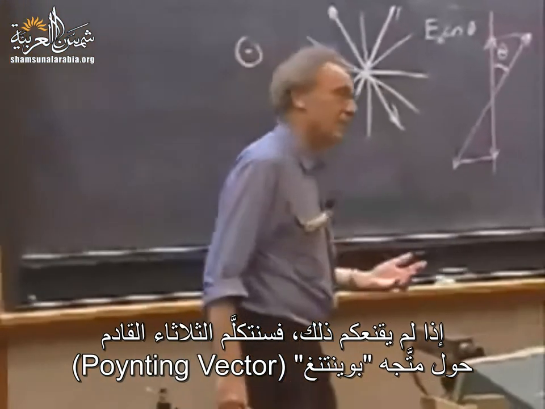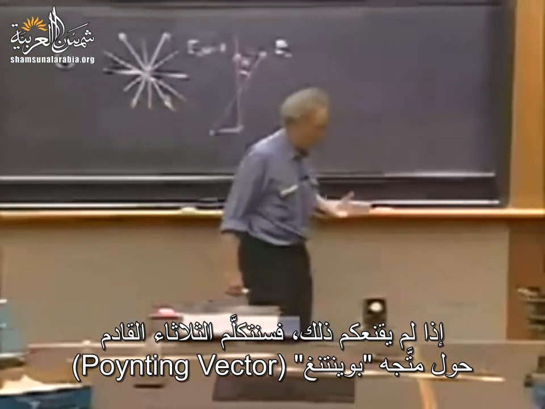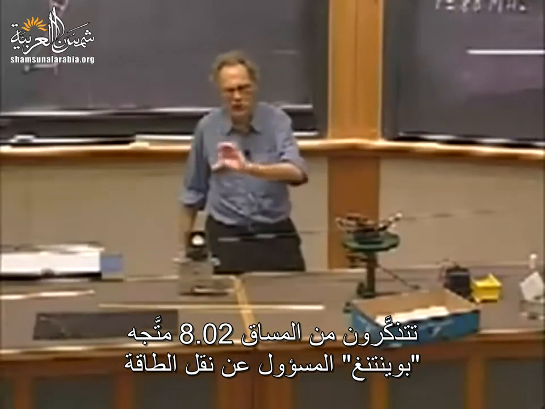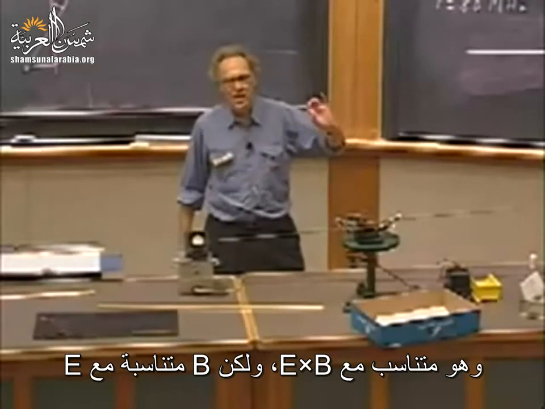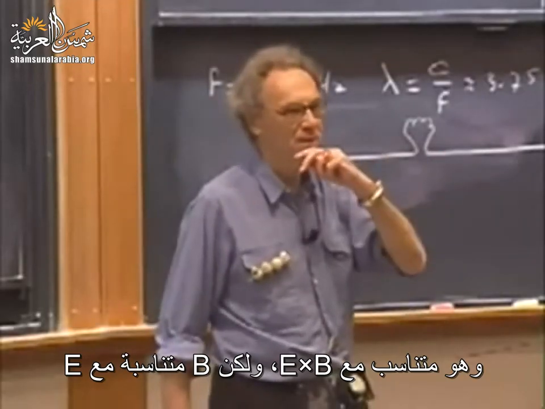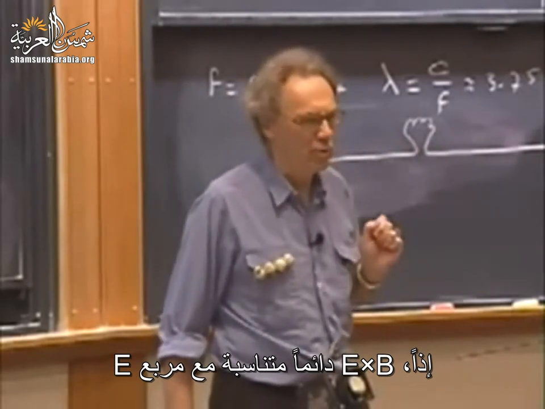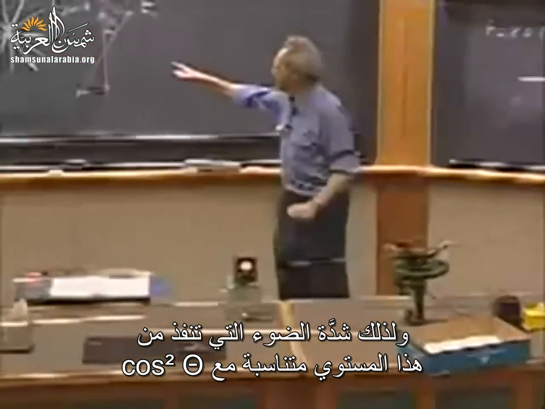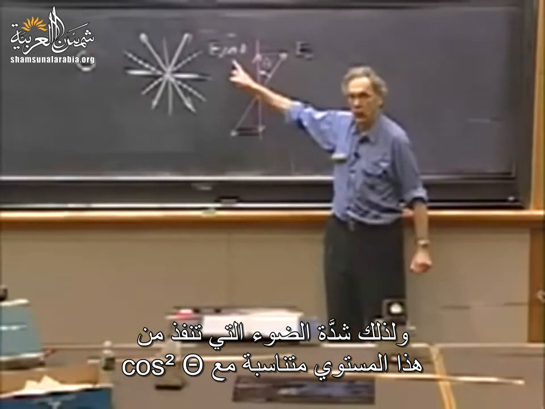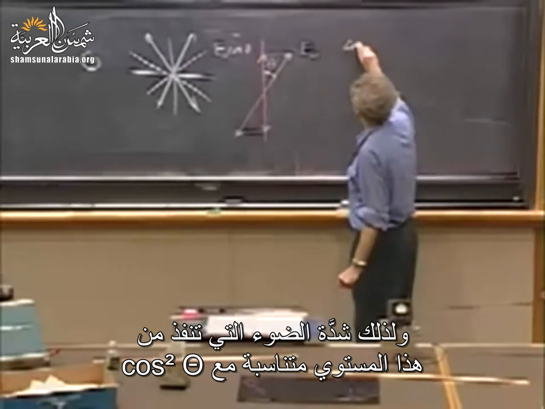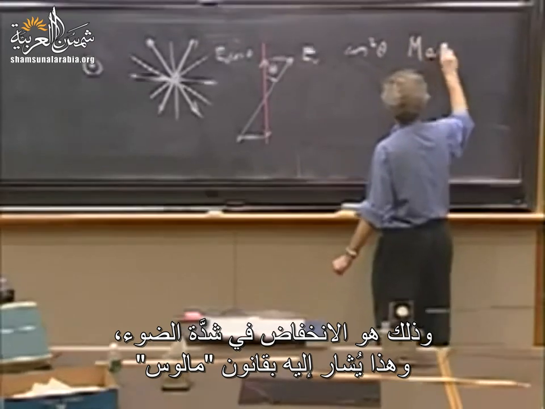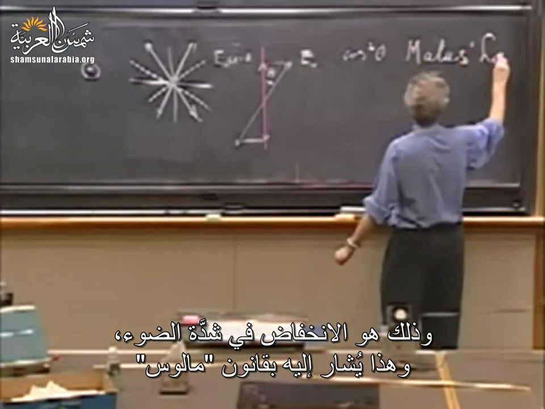If that doesn't convince you, next Tuesday we will talk about the Poynting vector. You remember from 8.02, the Poynting vector, which is responsible for energy transport, which is proportional to E cross B. But B is proportional to E. So E cross B is always proportional to E squared. And so therefore the light intensity that emerges from this plate is proportional to cosine squared theta. And that is the reduction of the light intensity, and that is referred to as Malus's law.